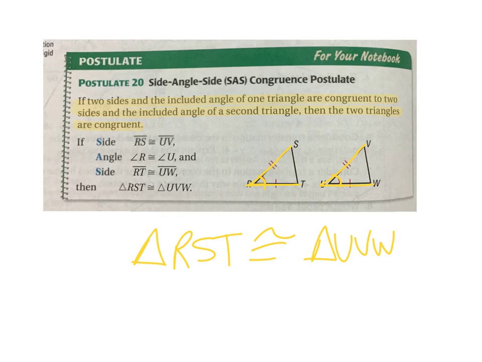Because if these two sides and this angle are all congruent, then that means this side is going to be congruent to this side. Because this angle has to be congruent, that means I can't widen this triangle at all. So this side's going to have to stay the same. Does that make sense? Okay. So you're going to use this postulate to prove.